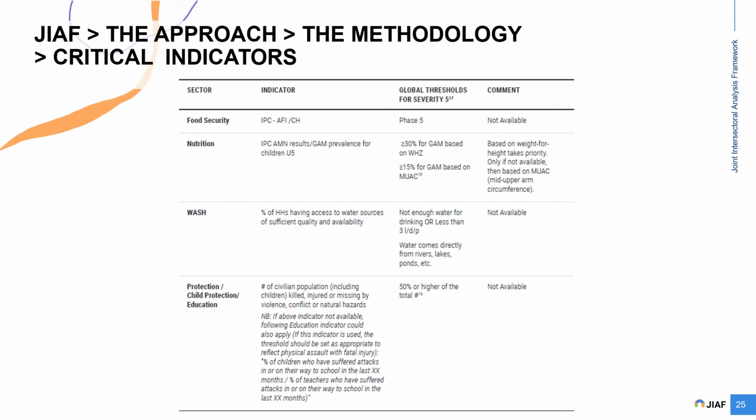This does not mean that only a critical indicator with a score of 5 can be used to determine the overall severity. Any given score for a critical indicator can be used for this purpose if this is found to be higher than the aggregated severity score from the other indicators.